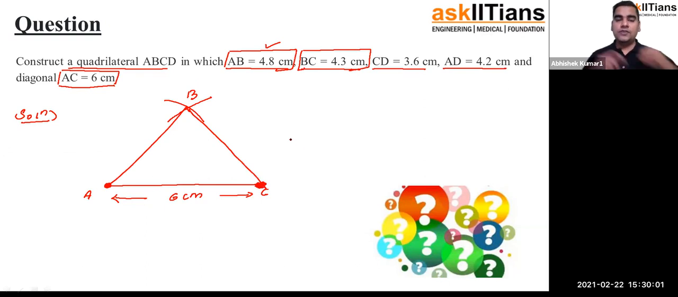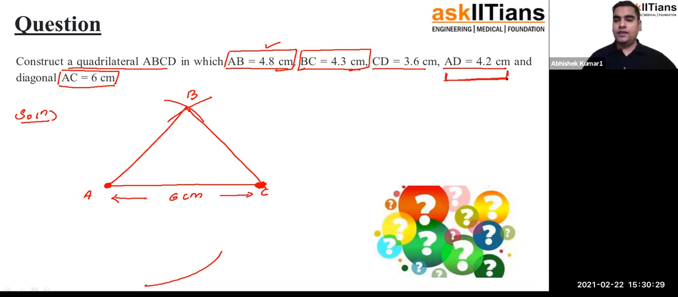After that, because we have drawn one part of the quadrilateral, now we need to draw the other triangle on the lower side of this diagonal AC. For this, we need the dimensions of CD and AD. So assuming A to be the center, we are going to mark an arc of length equal to 4.2 centimeter below AC. So this is an arc of length 4.2 centimeter below AC.